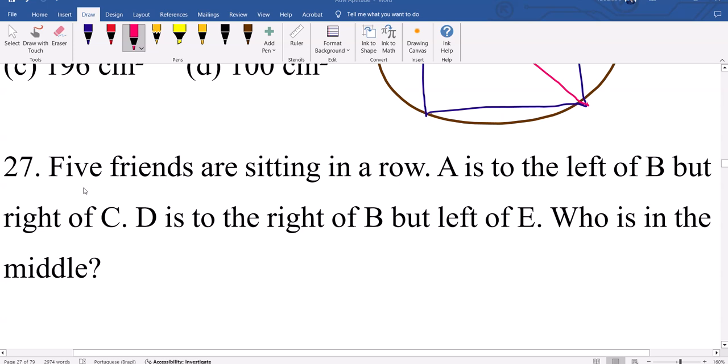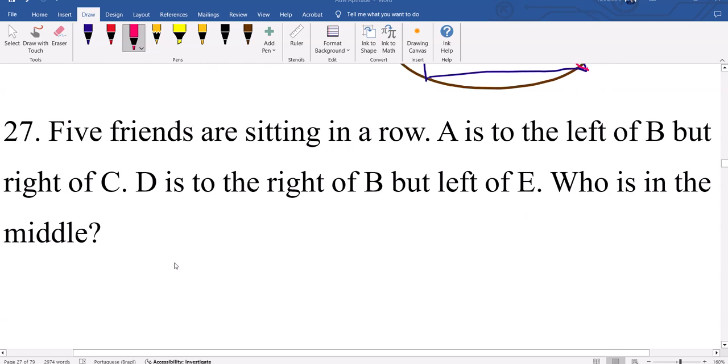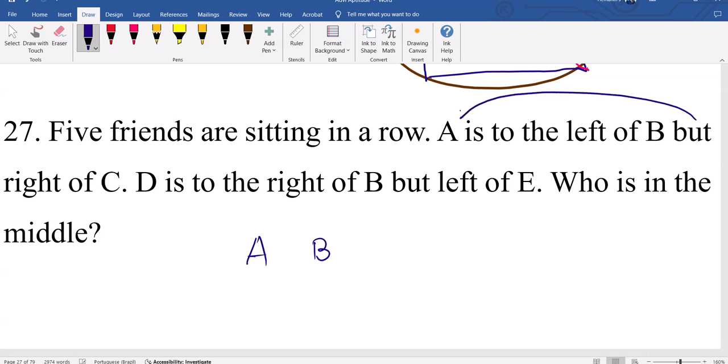Let's see the next question, seating arrangements. 5 friends are sitting in a row. You need to decide who is in the middle. First one, A is to the left of B, but right of C. A is right, but means it's related to A only. Okay, but right of C. Fine. D is right of B, but means it's related to D again, but left of E. Who is in the middle?